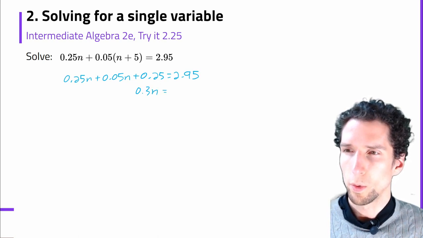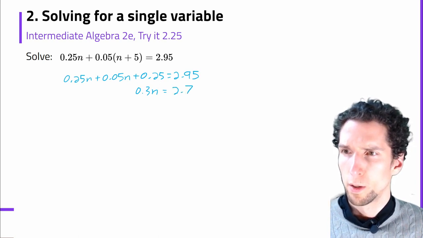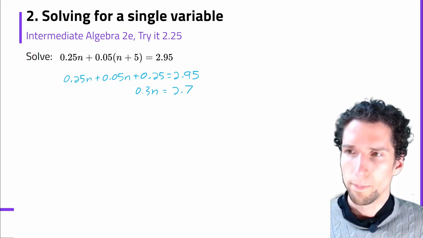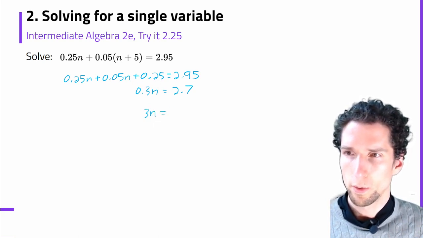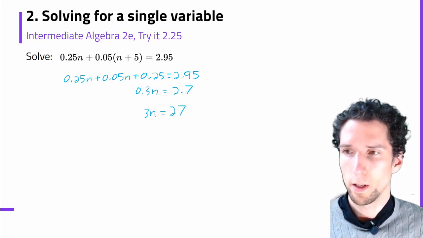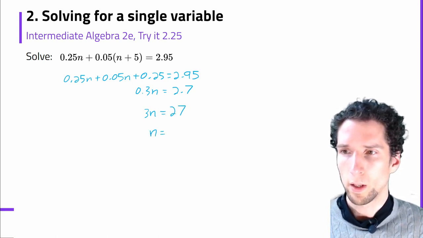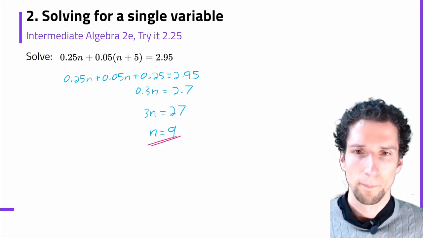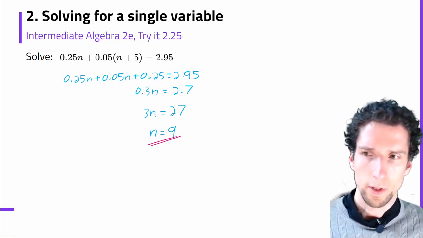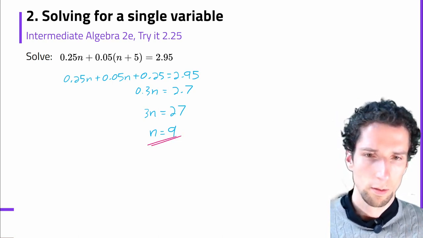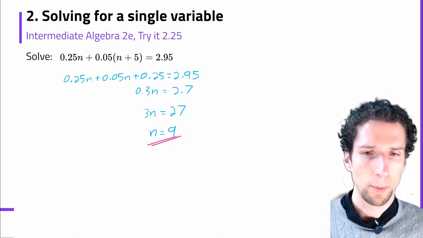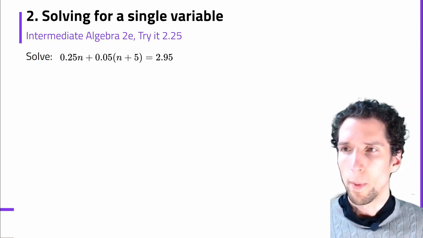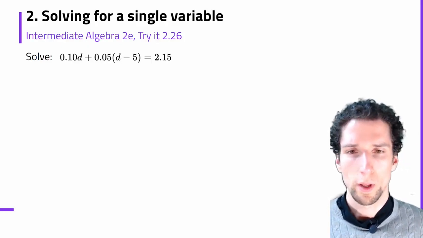0.3n is equal to 2.95 minus 0.25 is 2.7. Actually, very similar numbers to the last time. But let's do a different method here. Let's say 3n is equal to 27. Multiply both sides by 10. Then divide by 3, and 27 over 3, 9. A little unusual that the numbers are that similar, usually not almost identical like that, but anyways, two different methods. So your turn with this one.